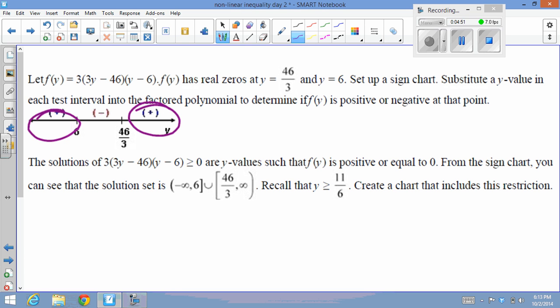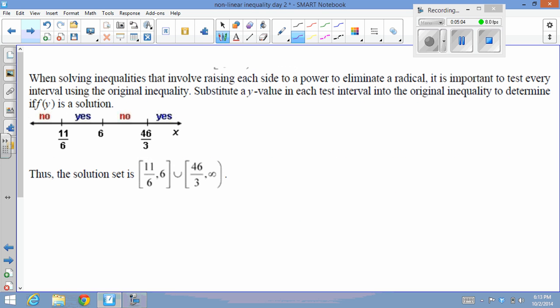I have to remember that I had my domain restriction. So since I have my domain restriction, that's going to end up causing a little bit of a difficulty when I create my final answer. So here it is. So I'm going to make sure that I eliminate the numbers that went.